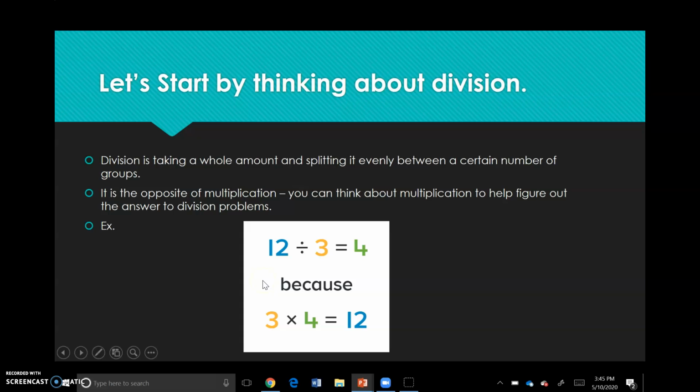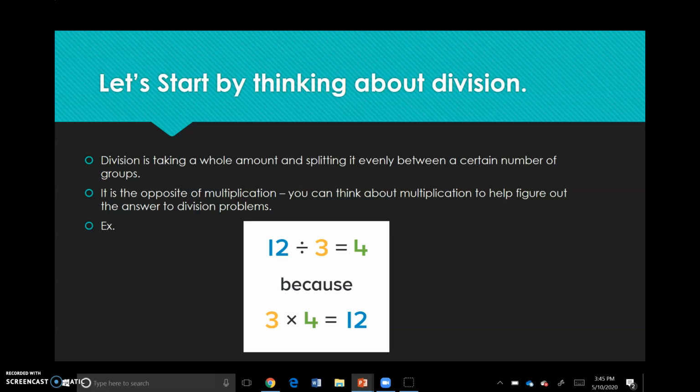So let's start by thinking about what division is. Division is taking a whole amount and splitting it evenly between a certain number of groups. Remember that it is the opposite of multiplication, so you can always think about multiplication to help you figure out the answer to the division problem, like the example below. 12 divided by 3 equals 4, because 3 times 4 is equal to 12.